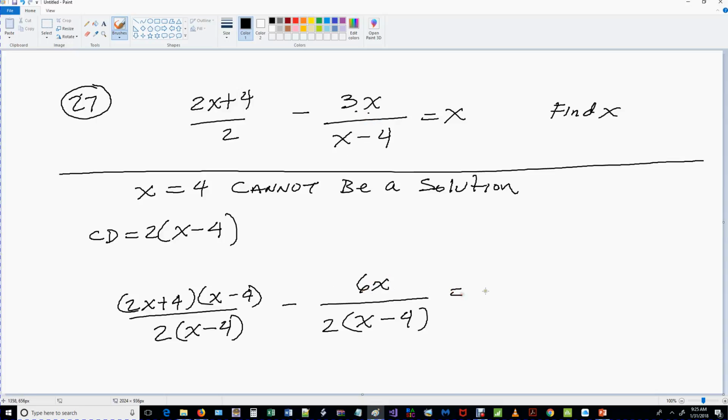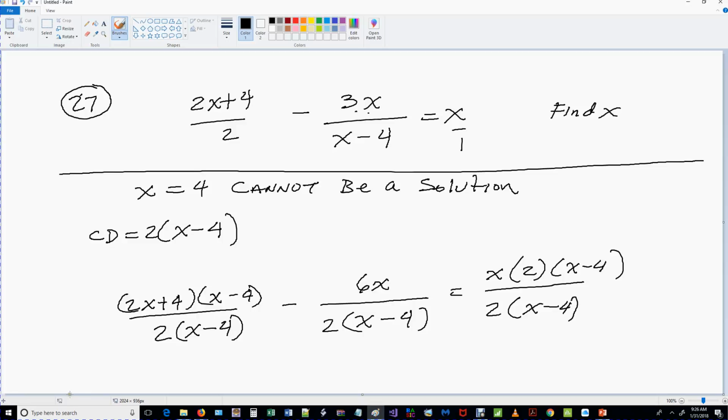And then the denominator for the third expression, x, is actually 1, but you need 2 times x minus 4 to be the denominator. There's a 1 here, you don't need to write it. You need to multiply the denominator by 2 times x minus 4, so you need to multiply the top by 2 times x minus 4.